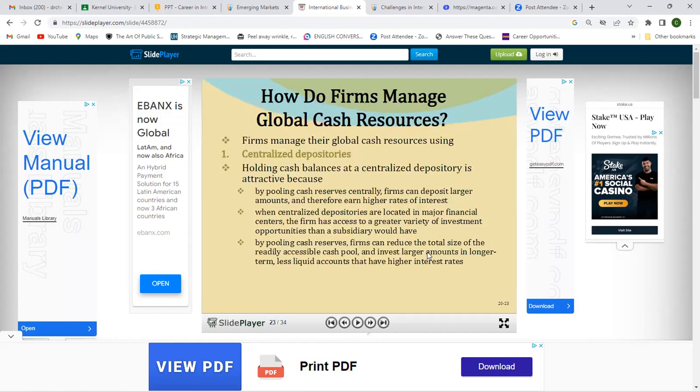How do firms manage global cash resources? Firms manage their global cash resources by using centralized depositories. Holding cash balances at a centralized depository is attractive because by pooling cash resources centrally, firms can deposit larger amounts and therefore earn higher rates of interest. When centralized depositories are located in major financial centers, the firm can access a greater variety of investment opportunities than subsidiaries have. By pooling cash reserves, firms can reduce the total size of the accessible cash pool and invest larger amounts in long-term, less liquid accounts at higher interest rates.